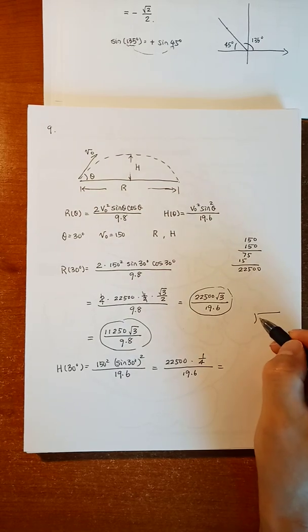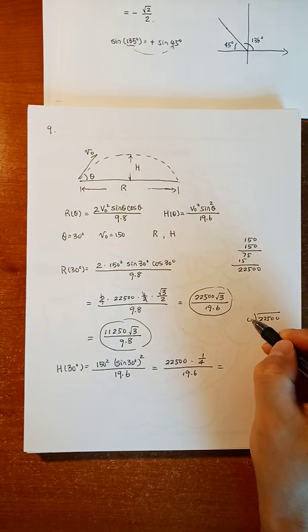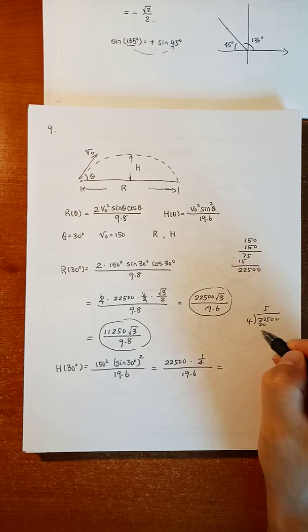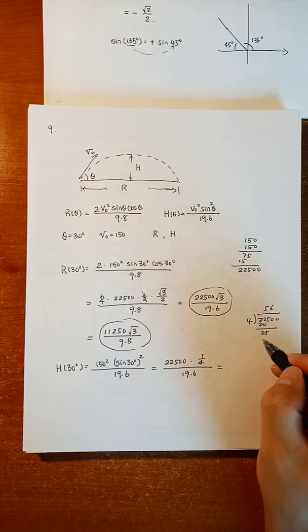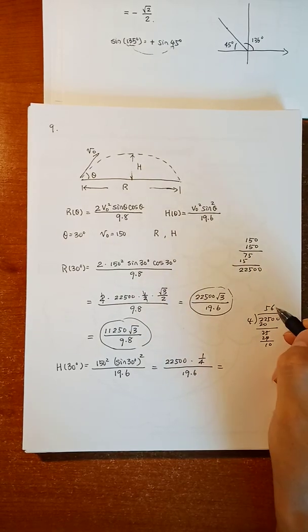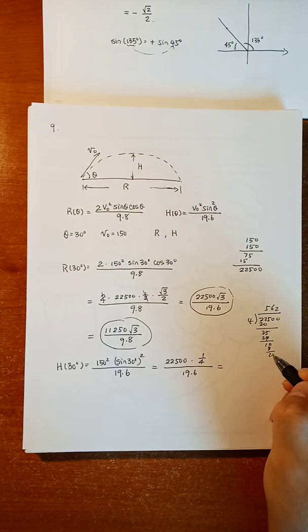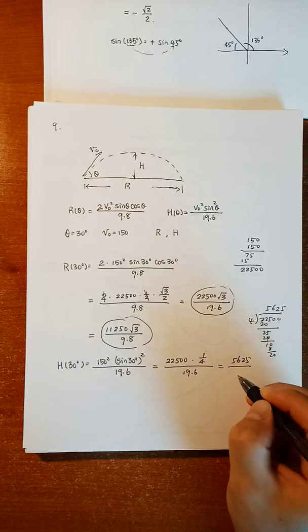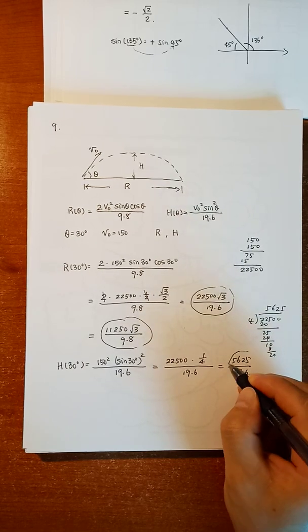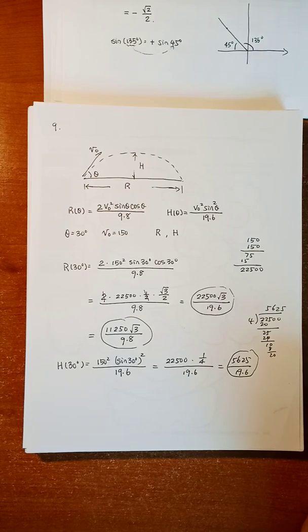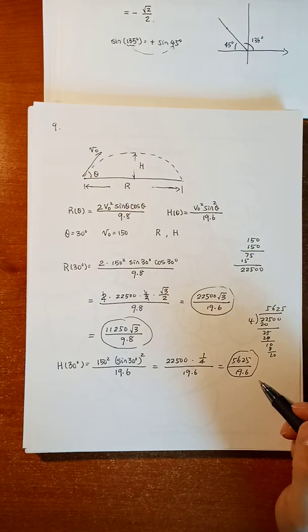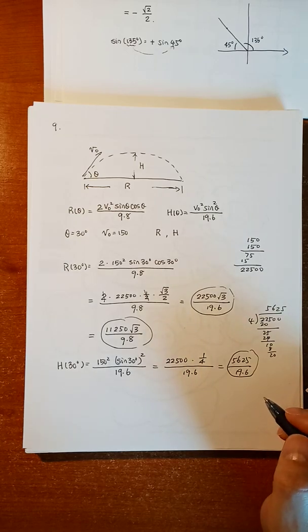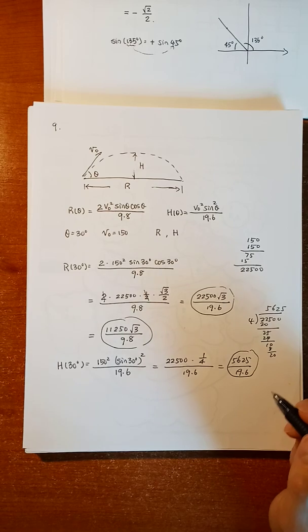What is it? 5 is 20, 25 is 6, 10 is 2, 8... So it's 5625 over 19.6. Don't simplify it. There's no way to simplify further. Don't use calculator to give me the approximation. That's not allowed. Don't give me the approximation because you cannot use calculator.